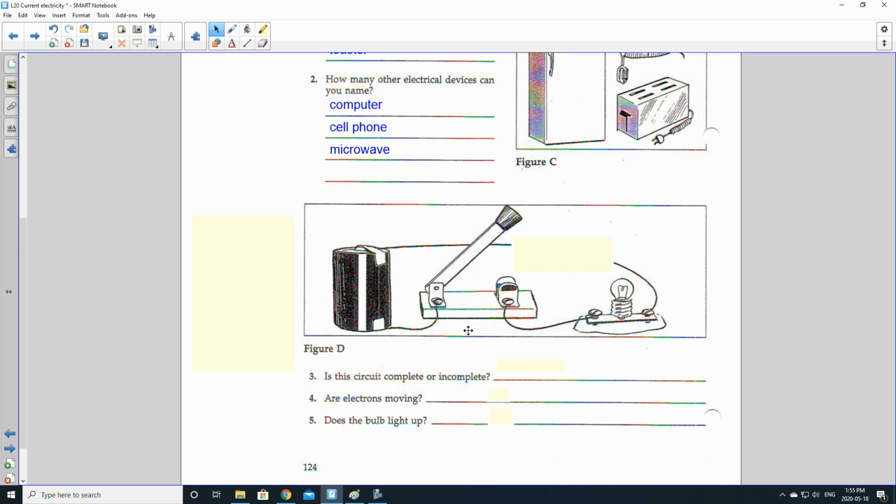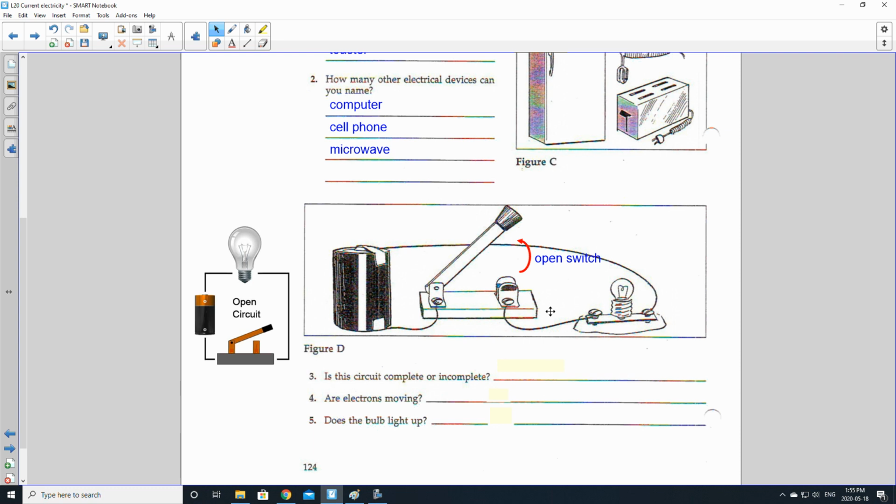This is a real live switch, and this is a light bulb. This is a picture of it, but I think it's good for you just to see a real live picture of it. So this is an open circuit. Let's just copy this down. This is an open switch. That means that this metal part is not making contact with this metal.